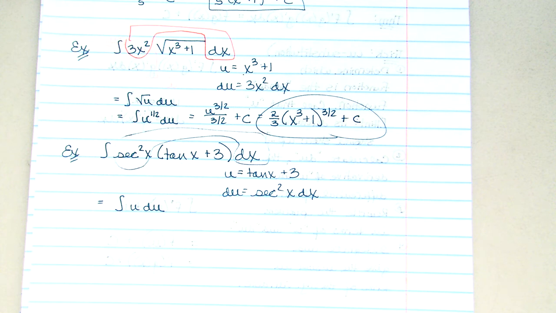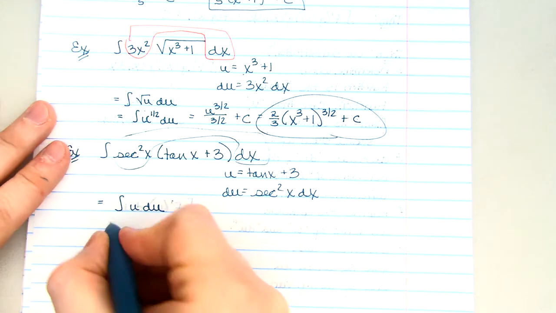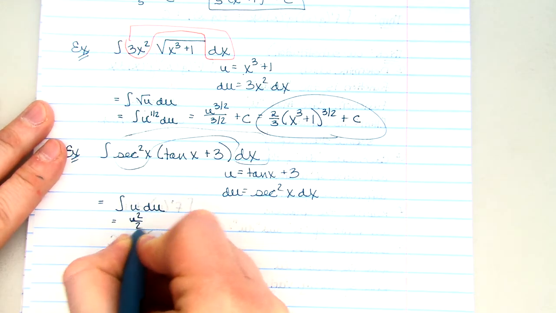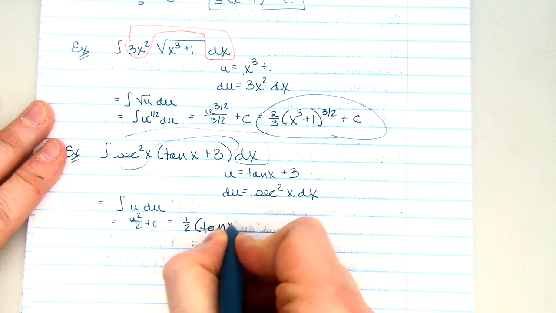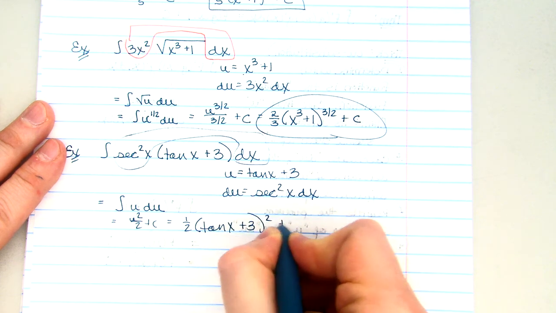And some of this is also just, you need to see a few, and then you'll start seeing the pattern. I've got this over here, so I'm going to make this the u rather than making that the u, because you just need to see a few of those to get used to this. They've all worked out so far. Let's stick with that. You should get u squared over 2 plus c, or 1/2 times tan x plus 3 squared plus a constant.